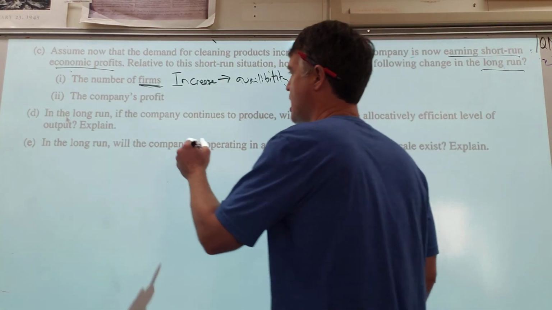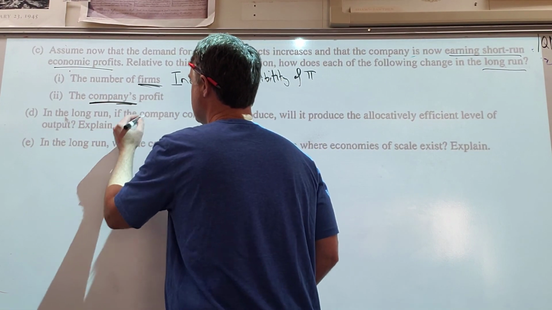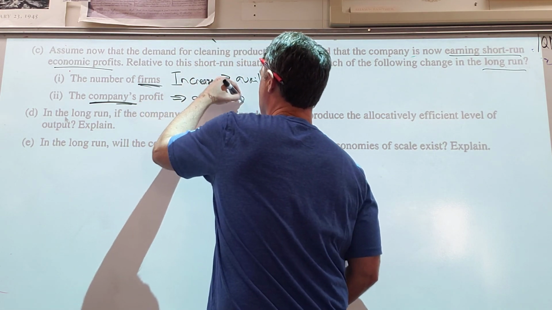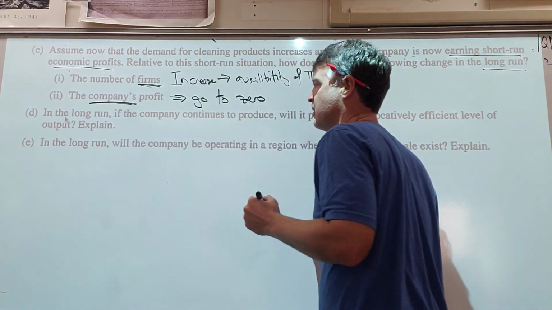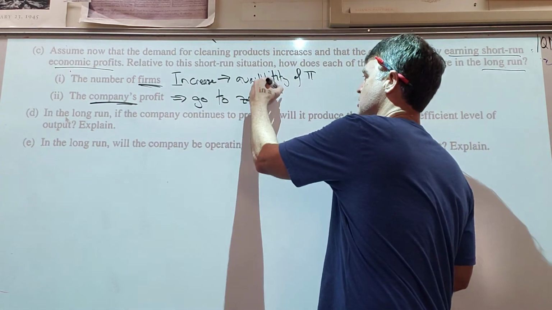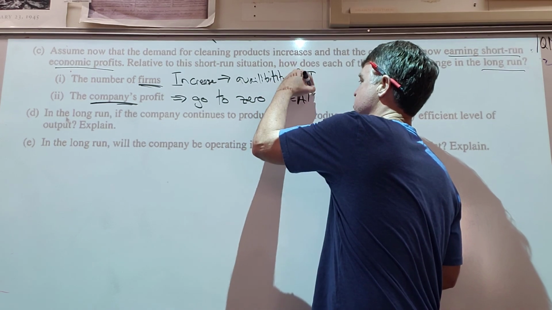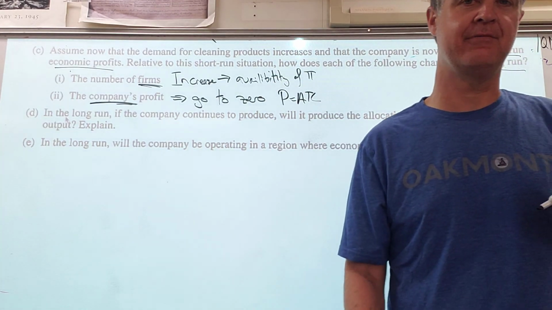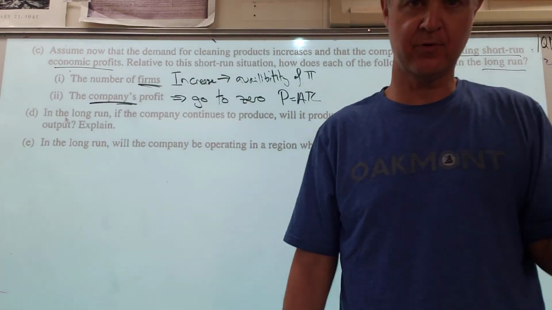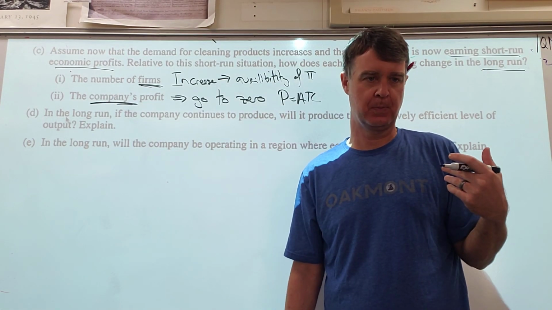What happens to the company's profits? The company's profits then will go all the way to zero, or go to a normal profit, because firms continue to enter the market until P equals ATC, until they're making a normal profit. So the company's profit will go to zero because firms continue to enter the market.